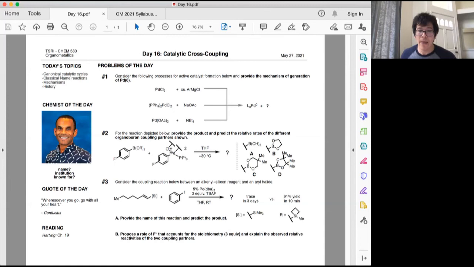And then problem of the day number 3, which is just going to build on this theme and transition us to the next section. What's the product? What's the name of the reaction? Those are kind of straightforward. And then think about this role of fluoride based on discussion that we've already had, paying attention to the stoichiometry, and then paying attention to this SAR data that the cyclic silocyclobutane is much more reactive. Okay, so let's jump into breakout rooms, discuss, and then we'll reconvene.